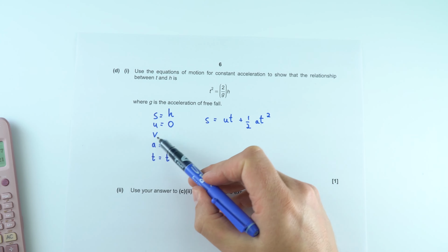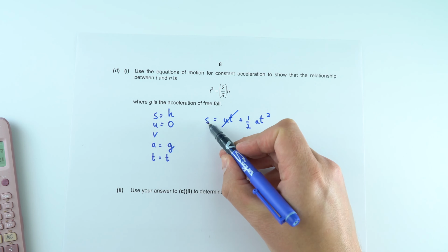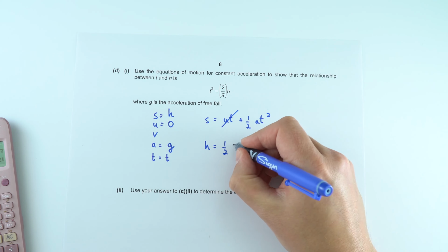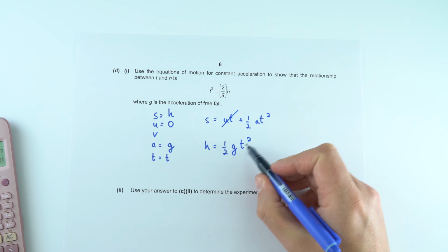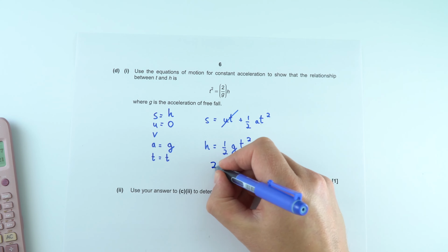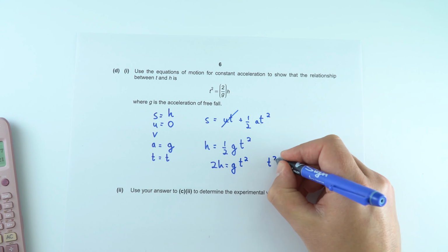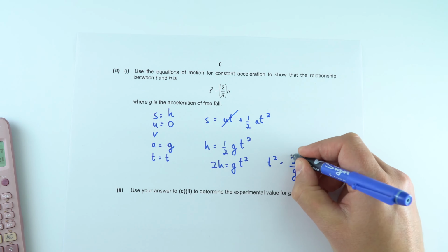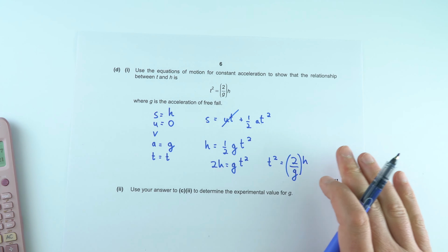We're then going to realise that u is 0, so this term goes to 0. I'm going to replace the s with h. That's equal to a half times a, which is g, times t squared. And because we want to make t squared the subject, we're going to multiply both sides by 2. So we can say that 2h is equal to gt squared. And then we can say that t squared is equal to 2h over g, which is the equation that we have up here. So that's just showing where this equation comes from.